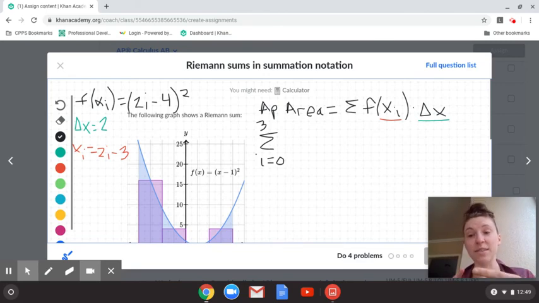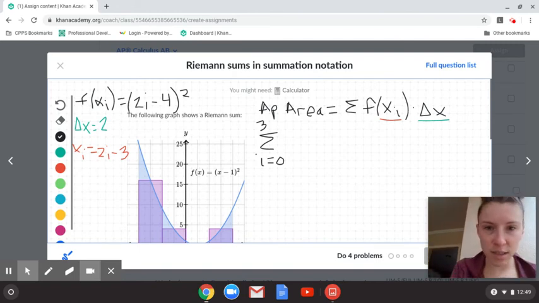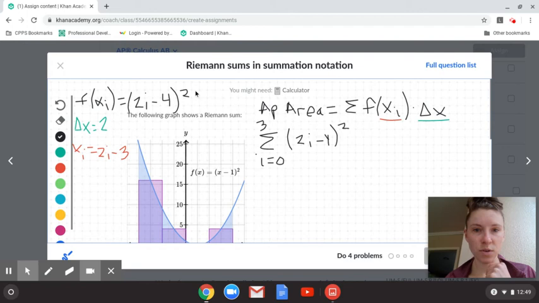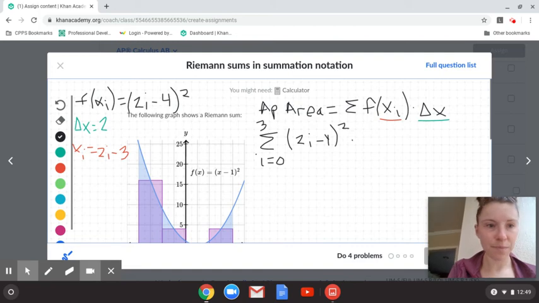There, so 0 to 3 counts 0, 1, 2, 3. That's 4 rectangles. Then we put in our x sub I, which is 2I minus 4 squared. That's a 4, in case you were wondering. So that's my f of x sub I. I already put that here. 2I minus 4 squared. I put that in right there. And you just need to multiply by that change of x, which is 2.